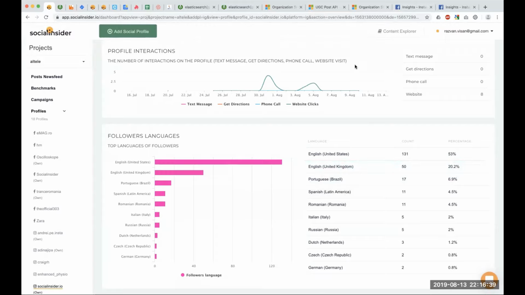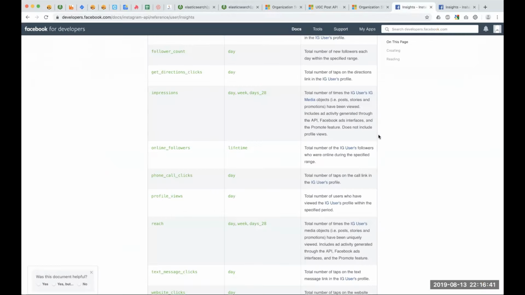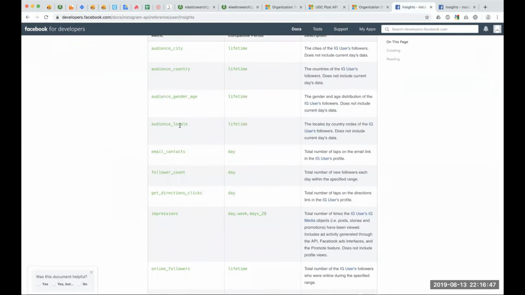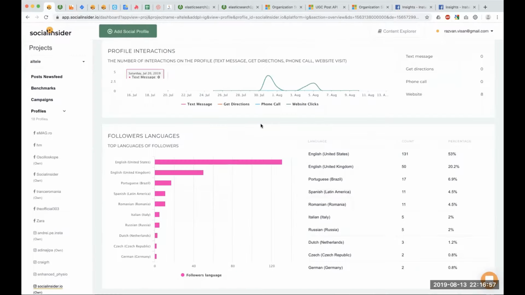And the last metric, I told you there weren't that many metrics, is the audience locale. So it's the countries, by country codes of the users. So apparently English US and English UK 130 and 150, and then for instance Romania is only with a count of only 11, so 5% of these.